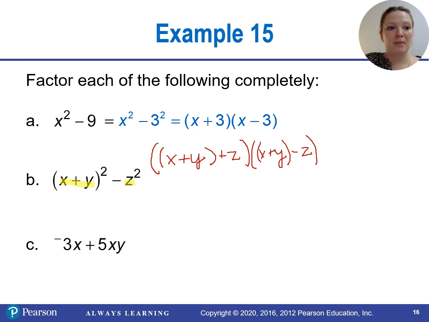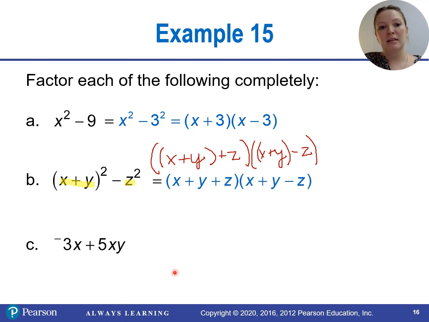But we have x plus y squared minus z squared. So according to the difference of squares, this can be factored as x plus y plus z times x plus y minus z. But actually these parentheses around x plus y are really not necessary because of the associative property of addition and the integers. So we can just write this as x plus y plus z times x plus y minus z.